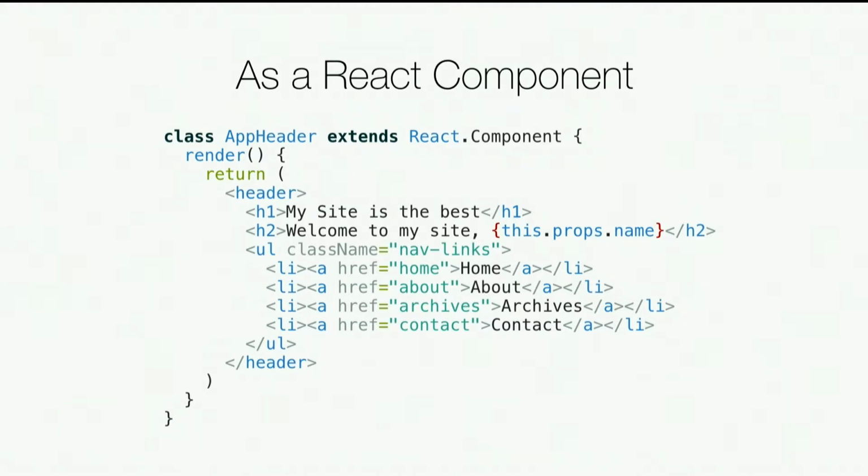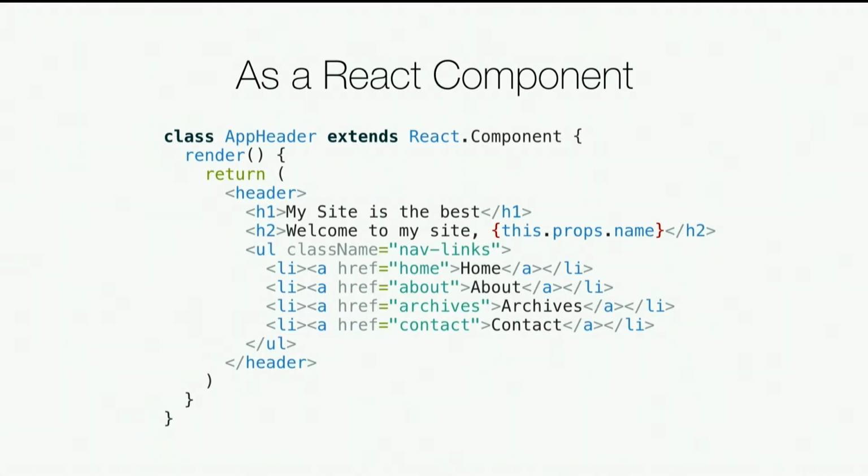Yep. So in that H2, you can see I've got curly braces, and inside that, this.props.name. We'll get a little more into props later. But basically, anywhere you see the curly braces, that's telling React, hey, inside this part, evaluate JavaScript. So you can put any sort of valid JavaScript expression in there.